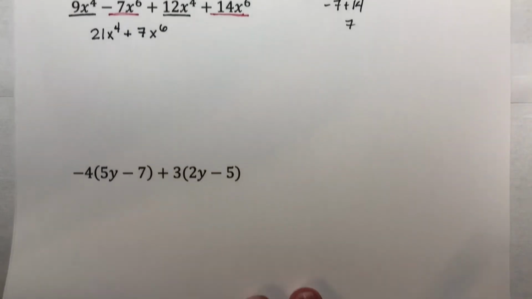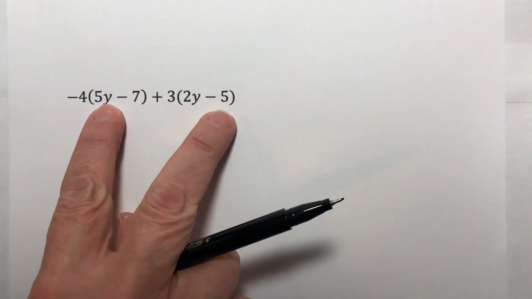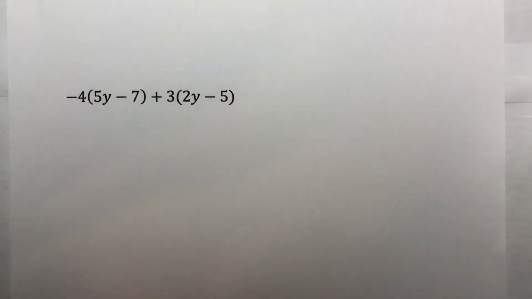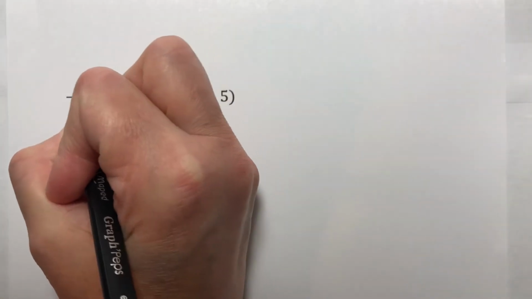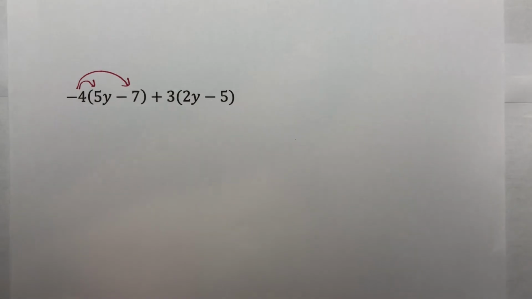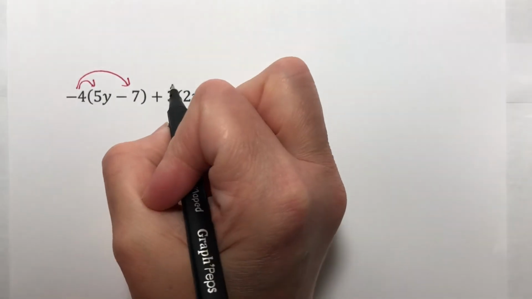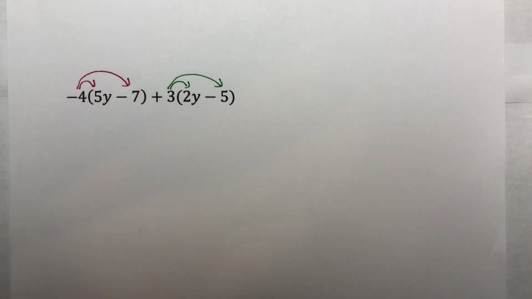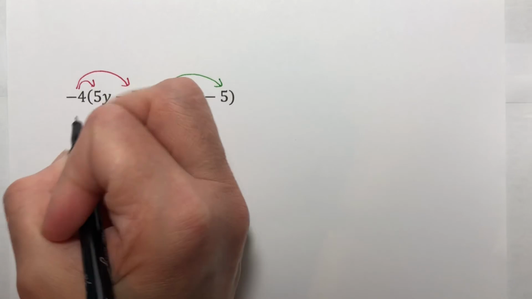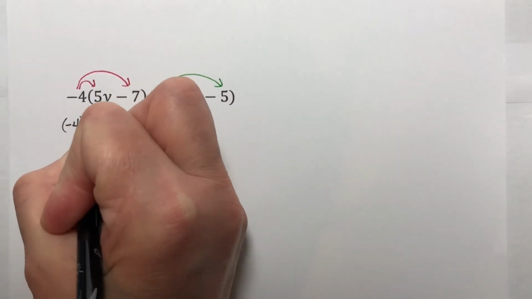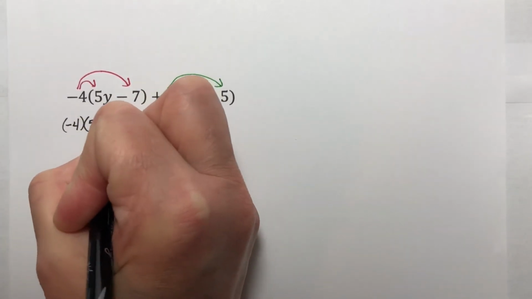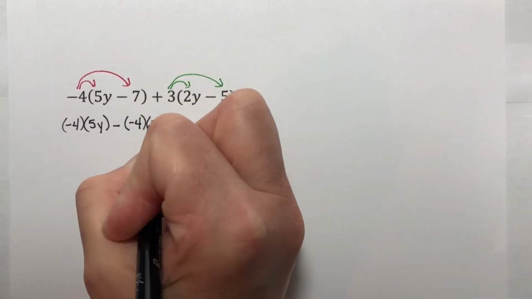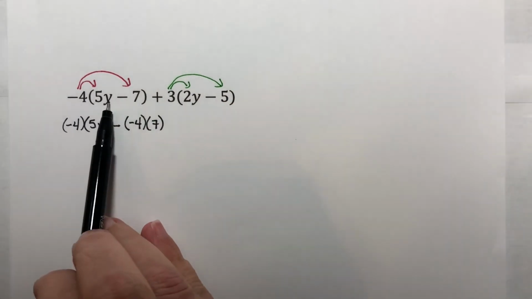Okay, so let's try one more. This one involves distributions because I'm not going to be allowed to combine inside these parentheses because they're not like terms. So I'm going to need to distribute the negative 4. And then I'm going to distribute the positive 3, sorry. And then I will combine like terms if I can. This will be negative 4 times 5y minus negative 4 times 7.